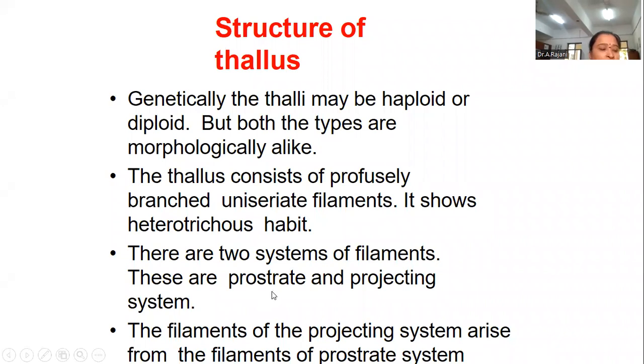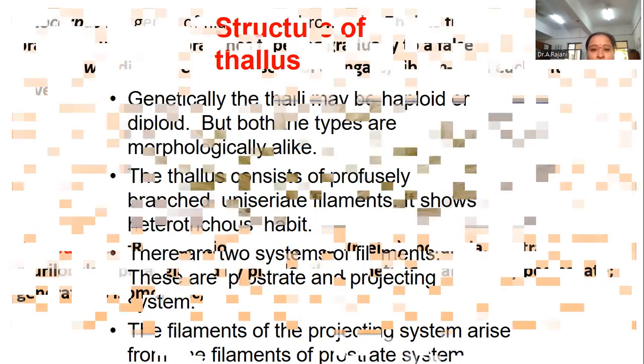A well-developed thallus is present in Ectocarpus. It has filamentous branching and two systems, the heterotrichous condition. These two systems are most important in this alga. One is the prostrate, the second is the projecting. Prostrate means creeping system, projecting means erect system. These are the two forms.